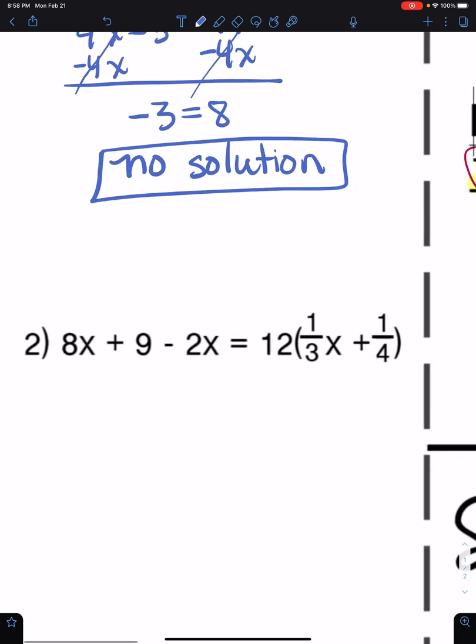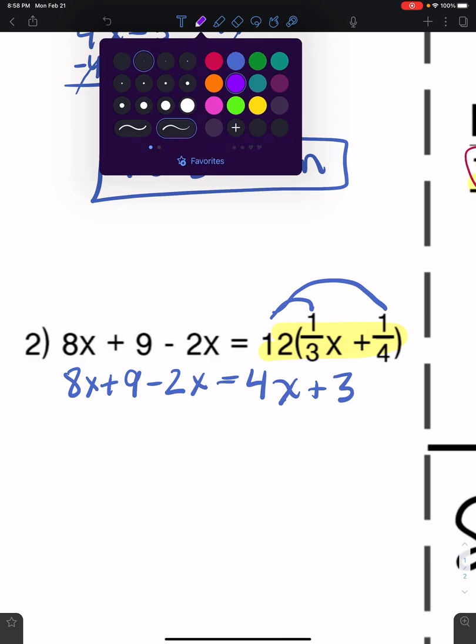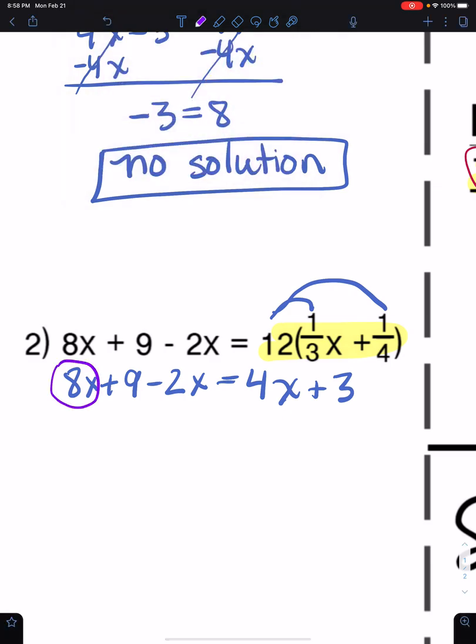All right, let's try this one. We're going to look for distributing. It's right there. So I'm going to just recopy anything that does not involve the distributive property. 12 times 1/3 x sounds hard because it has a fraction, but 1/3 of 12 is 4. And then 12 times 1/4, 1/4 of 12 is 3, so it wasn't too bad. And we're going to combine like terms. We have an 8x minus 2x is 6x.